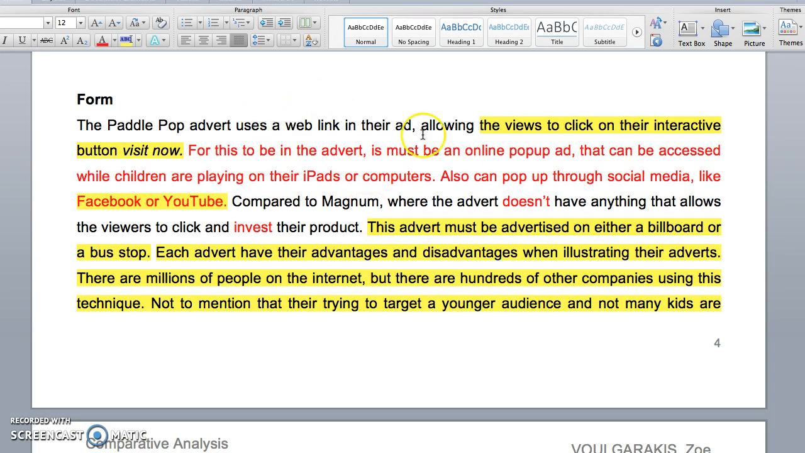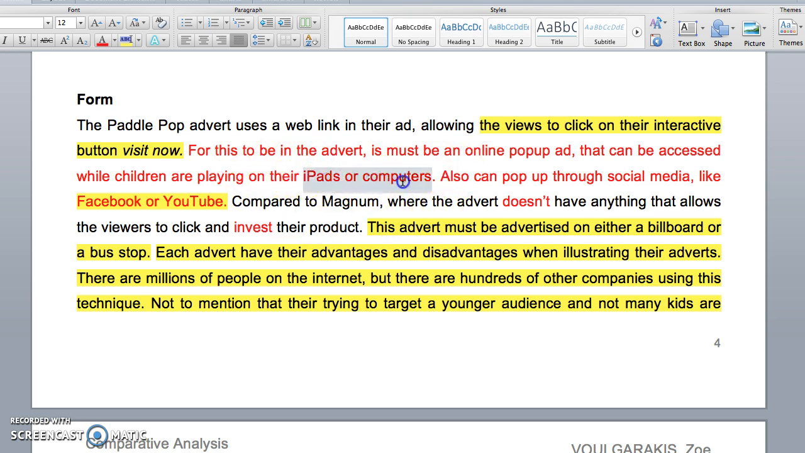Form. Now, I think you've misunderstood the form of the Paddle Pop advertisement. I don't think it is an online pop-up ad. It doesn't have an interactive button to click on. When I went and had a look at it much more closely, it just says "visit now", and then has the website. There's no interactive button that you can see. So I think this is still a poster. It's not an interactive ad, so you're going to need to change this.